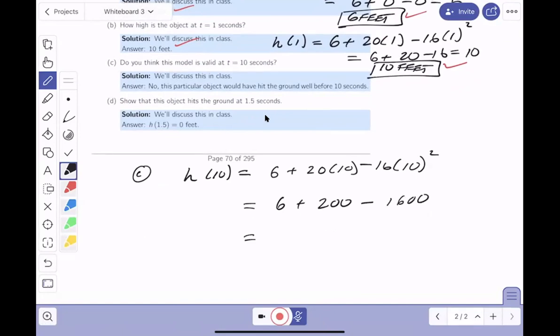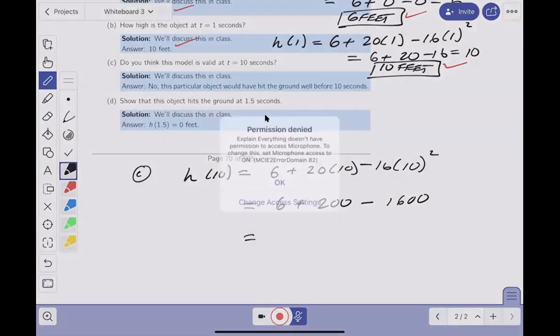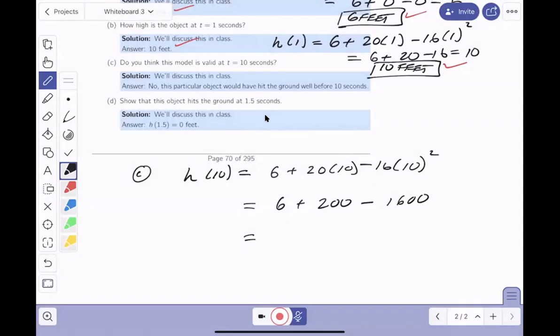Let's keep going. Certainly the way I do arithmetic, the way you do arithmetic might be a little bit different, but it doesn't really matter to me. We should agree in arithmetic. So I just put down 6 minus 1400. And what's that going to be? Minus 1394. That's minus 1394 feet. I hope you realize that this is really not reasonable.